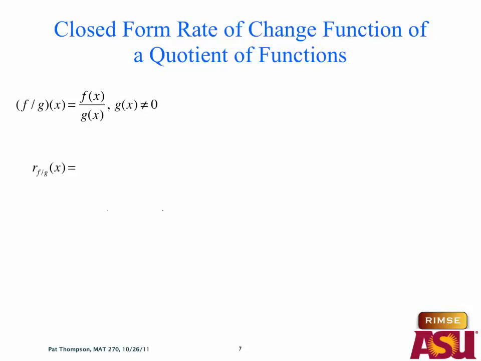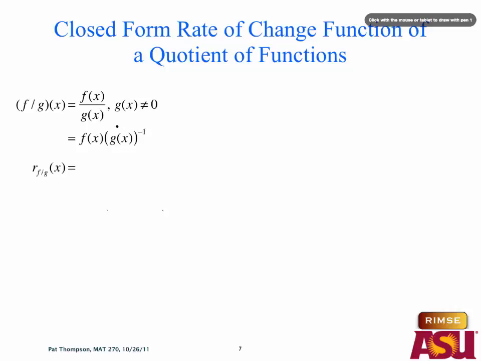Okay, what about quotient? Now for this one, we're going to actually use the product rule to derive the quotient. So how can I write this quotient, f over g, as a product? f times g to the minus 1, right? So now we're going to apply the product rule, but then notice that when we get to the rate of change of the second function, what rule will we have to apply there?